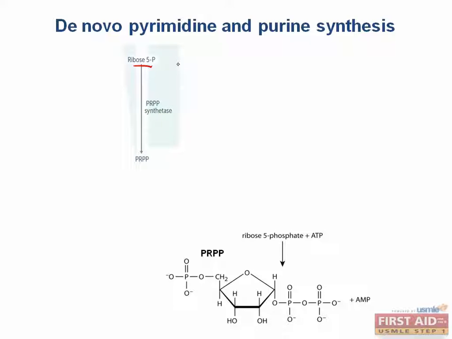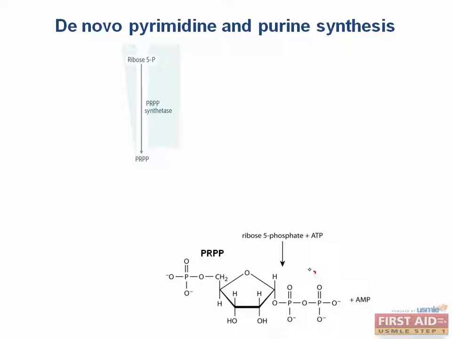We start with a ribose 5-phosphate, and the enzyme PRPP synthetase will take 2 phosphates from ATP and add them on. So the ATP becomes AMP, and the ribose 5-phosphate becomes PRPP. You can already see from looking at this how it might be converted to a nucleotide. Since, as I mentioned in the last slide, a nucleotide is a combination of a base, a ribose, and a phosphate, and we have the ribose and the phosphate here already.